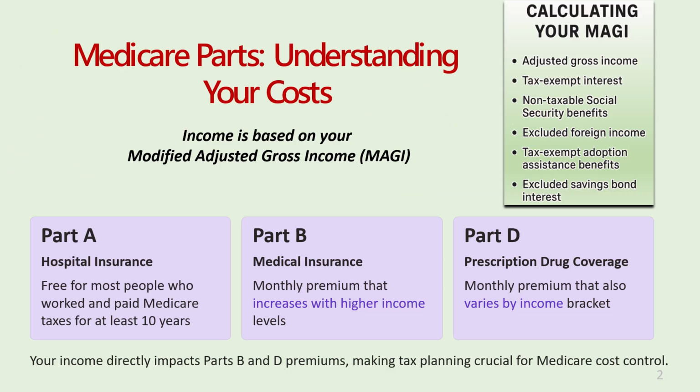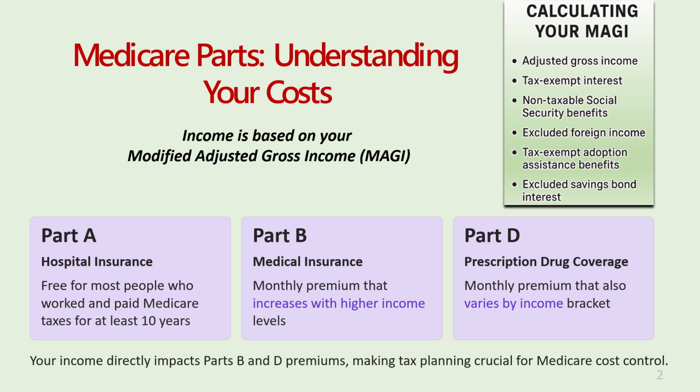All right, let's take a look, a quick review of the main parts of Medicare and their cost structure, focusing in on the premiums. Part A, or hospital insurance. This is usually free for most people because you or your spouse paid Medicare taxes while working for at least 10 years. Then we have Part B, and this is the part that we're going to be covering mostly.